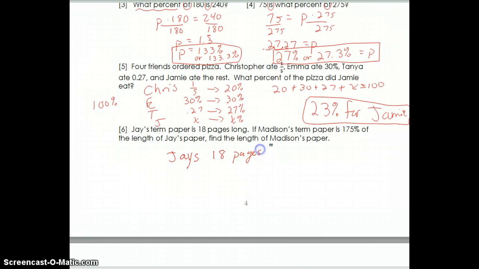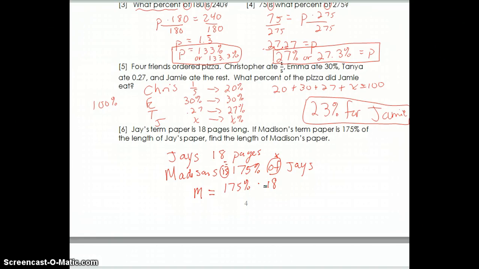You just rewrite it, taking a lot of those words out. Okay. It says Madison's is 175% of Jay's. Keyword of, we saw it earlier. Okay, we know that means multiply. So what we can do is, Madison's, we don't know what that is. We can just call it M. Is, that's going to be key. Madison's is equals 175% of means multiply. J's was 18.